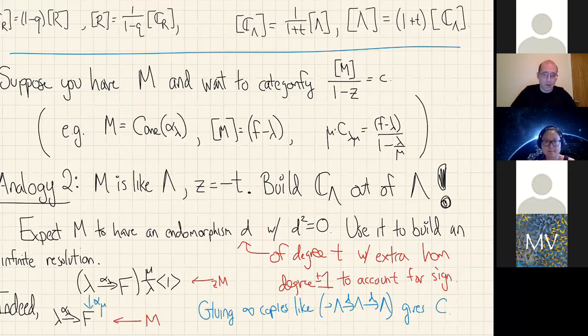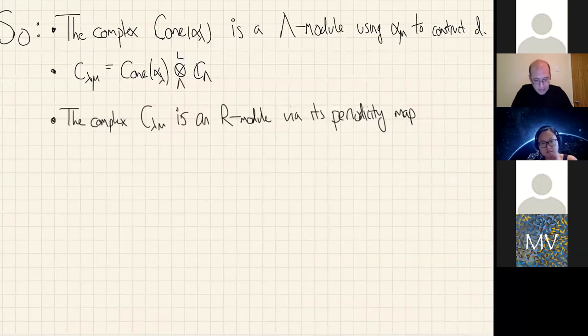Okay, so in some sense, we're doing Koszul duality between the polynomial ring and the exterior algebra, not for the trivial rep, but for some other module over lambda. So this eigencone is in fact a lambda module in complexes. Okay, so the punchline here is that the eigencone is a lambda module where we use the other eigencone to construct this action, to give you the module structure.